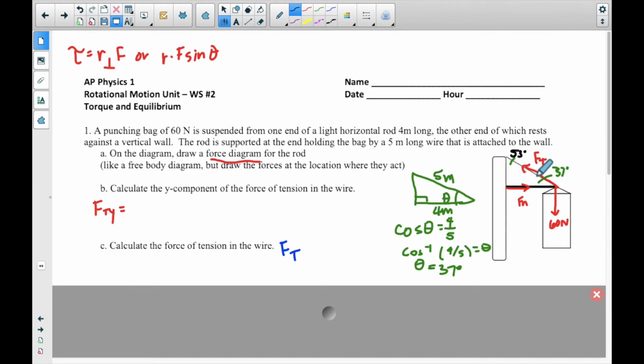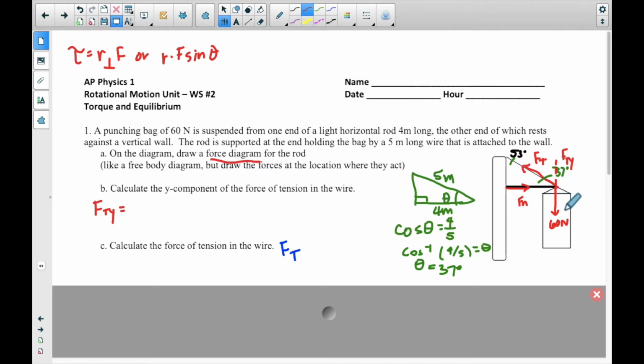Take a few minutes to look at the force diagram that I've drawn here. The bag is 60 newtons. The force of tension, we're going to have to look for that. That's going to be along the wire. And there's also a normal force going on between the wall and the rod, and so that has to be there as well. As we look at that diagram, the first question is asking for the y component of the force of tension of the wire. So in other words, I'm looking for this piece here. I can call this force of tension in the y direction.